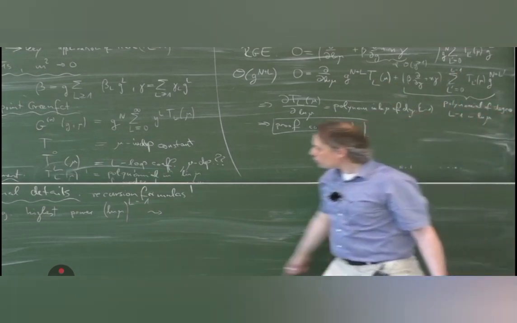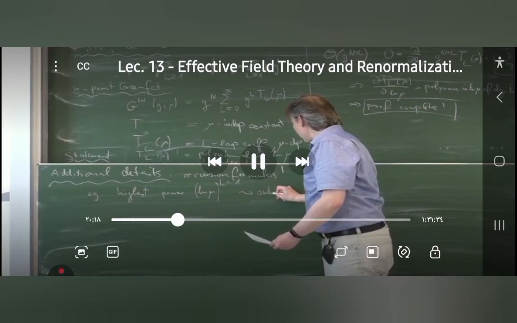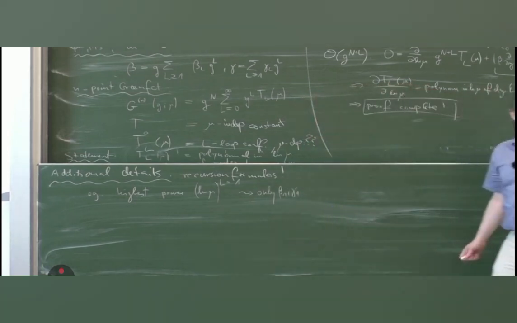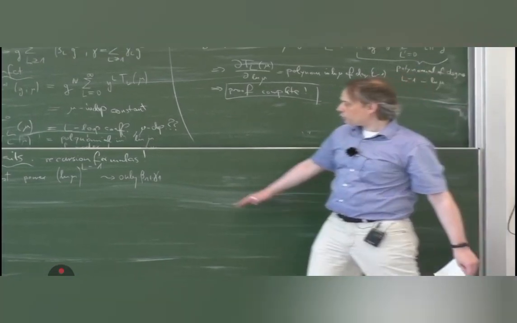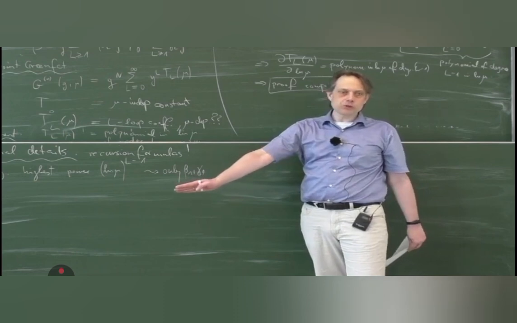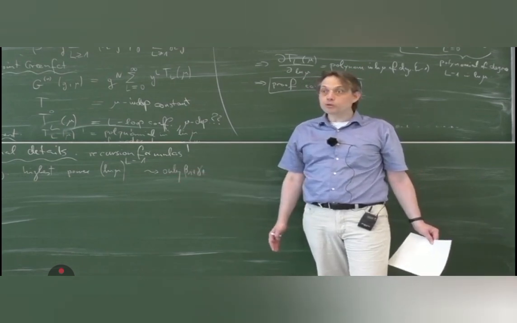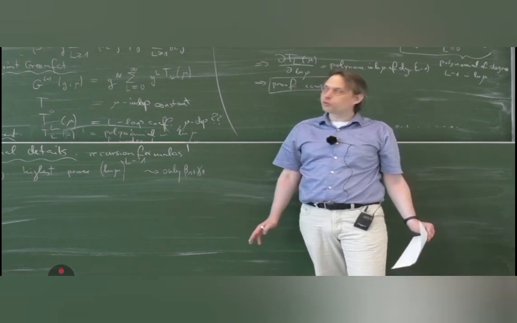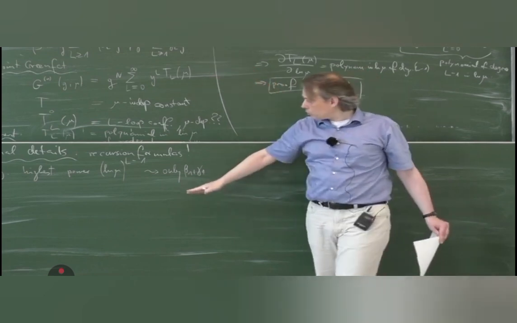Therefore, in order to construct the highest power log, we only need the one-loop beta and gamma functions. Read backwards, it means that if you have the one-loop beta and gamma functions, you can construct at all orders the highest log term. That means the one-loop beta and gamma functions sum up all the leading logarithms.